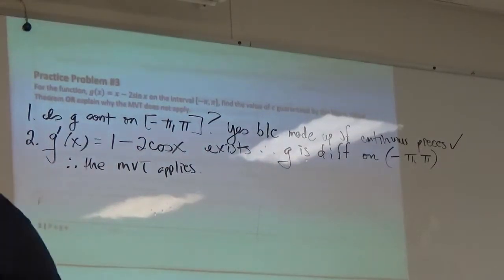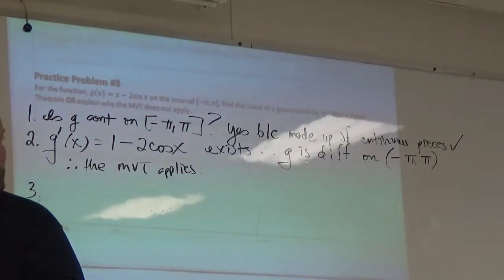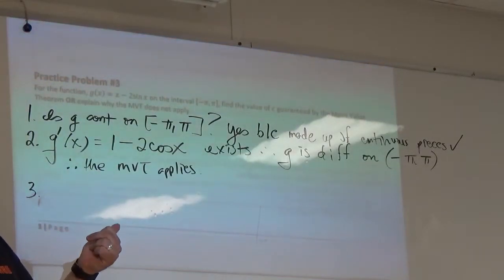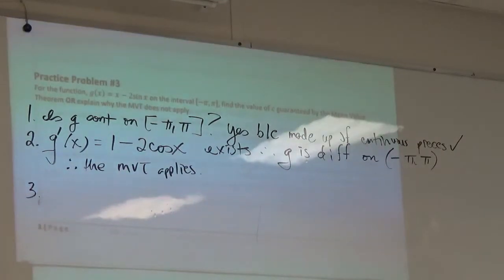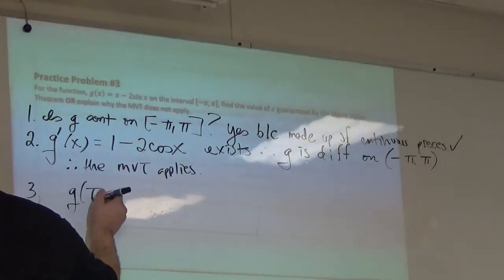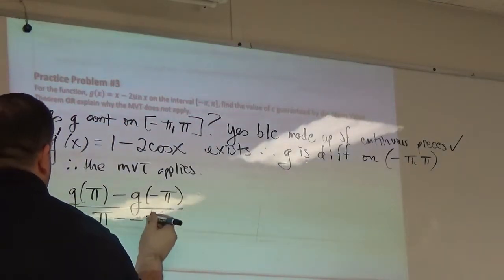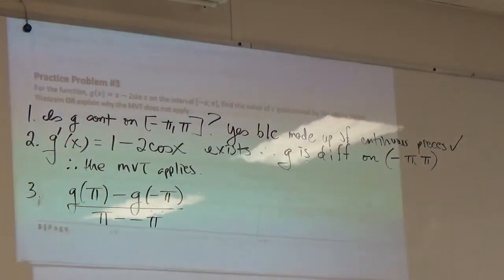I need to find that value of c where the slope of the secant equals the slope of the tangent. And be careful with your notation here, because I bet most of you are going to write the absolute worst thing ever. Oh, it's g. You've got to pay attention to the function name. The function is g. So I'm going to say, let me find g of pi. Let me find g of negative pi, divided by pi minus negative pi. We're going to avoid doing bad cancellation.